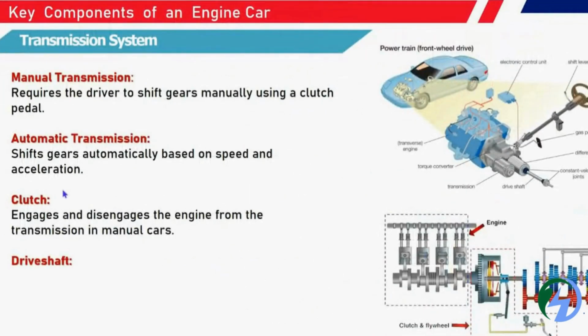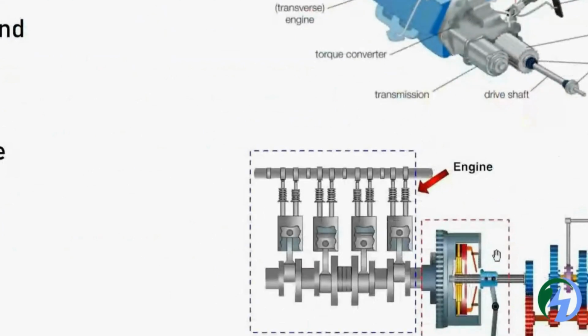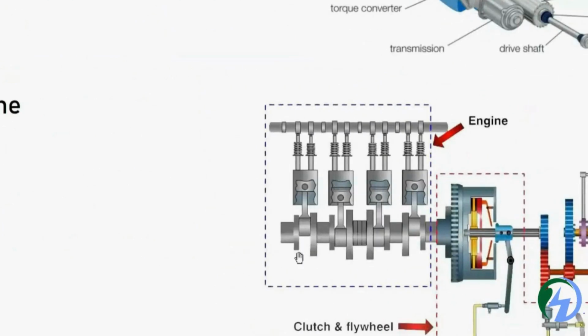So engaging is when you apply the clutch for the gear. Disengaging is when the clutch is applied and it gets disengaged, meaning the engine and the transmission plates will be split apart.